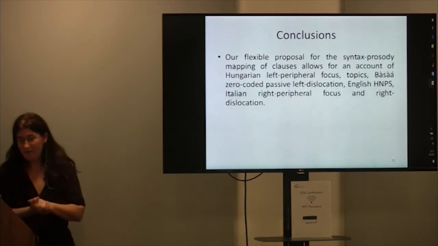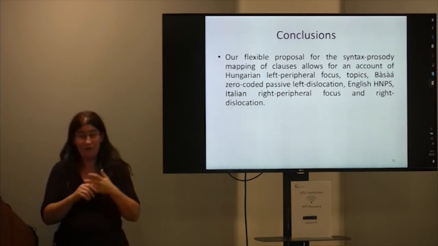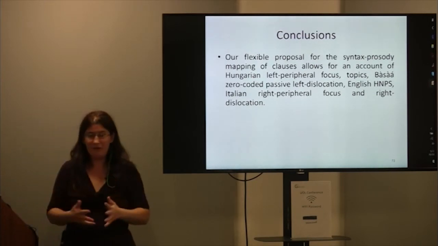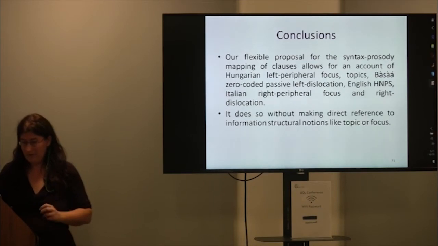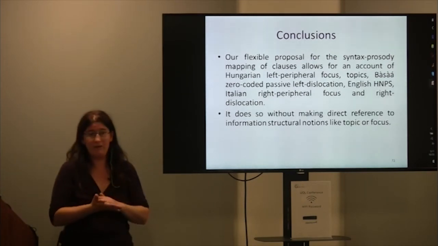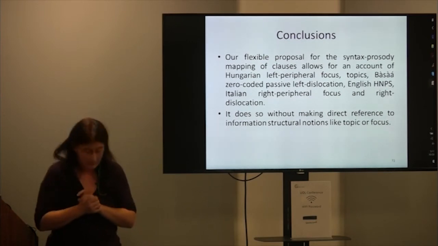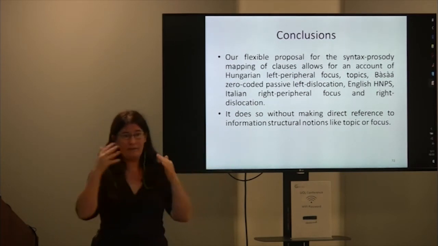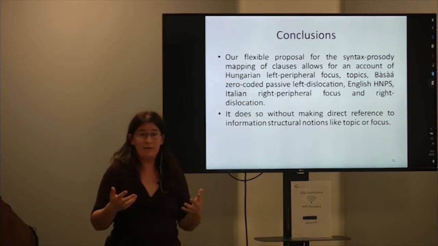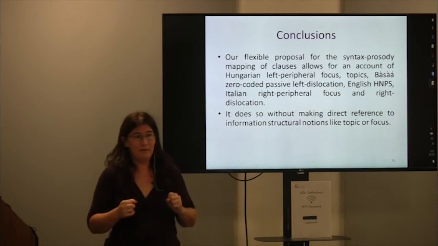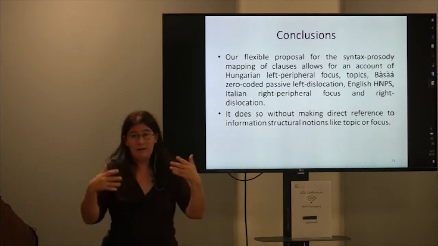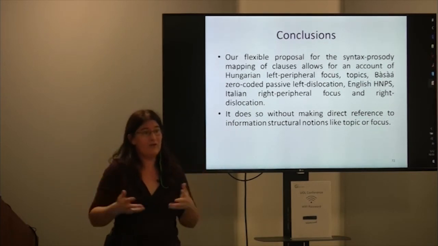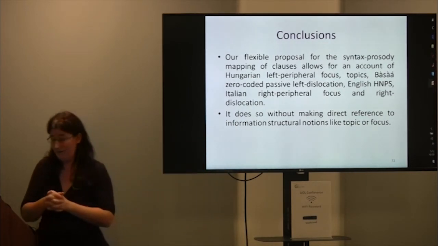Okay, so to conclude, our flexible proposal for the syntax prosody mapping allows for an account of the Hungarian left peripheral focus construction, the topics in Hungarian and Bassa, and English heavy NP shift and Italian right peripheral focus and right dislocation. And it does so without making direct reference to information structural notions like topic or focus, okay? So if you're familiar with the prosody literature, a lot of people try to account for special focal intonations or special topical intonational patterns by assigning principles like the focus introduces an intonational phrase boundary, or the topic has to be followed by this or that or the other. But so far in all the cases that we looked at, it falls out of the system that these elements move to positions where naturally they would get the prosodic properties that they would need.